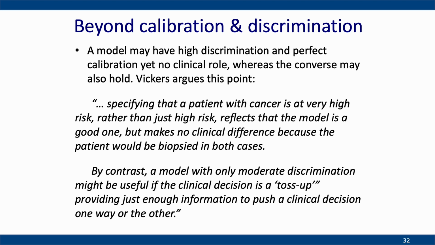His quote here, specifying that a patient with cancer is at very high risk, rather than just high risk, reflects that the model is a good one, so good discrimination, but makes no clinical difference because the patient would be biopsied in both cases. By contrast, a model with only moderate discrimination might be useful if the clinical decision is a toss-up, providing just enough information to push a clinical decision one way or the other. So it really depends on the context, and it depends on where the miscalibration actually is.